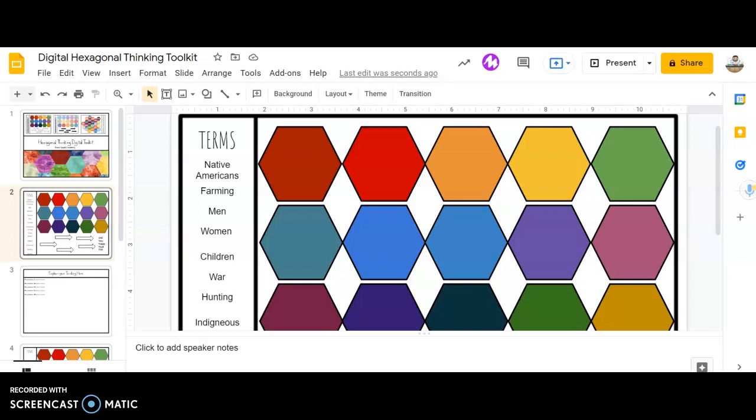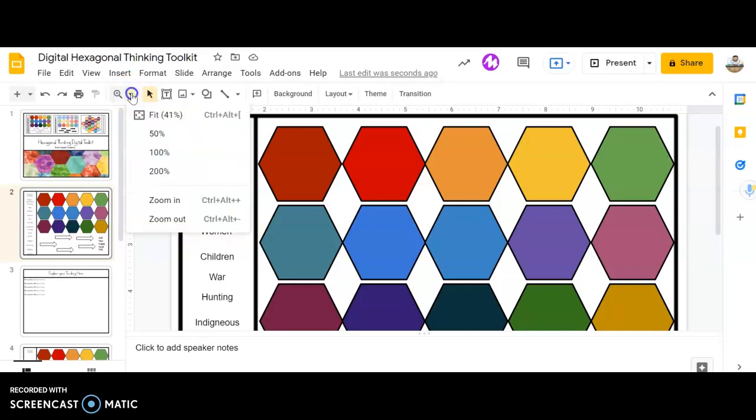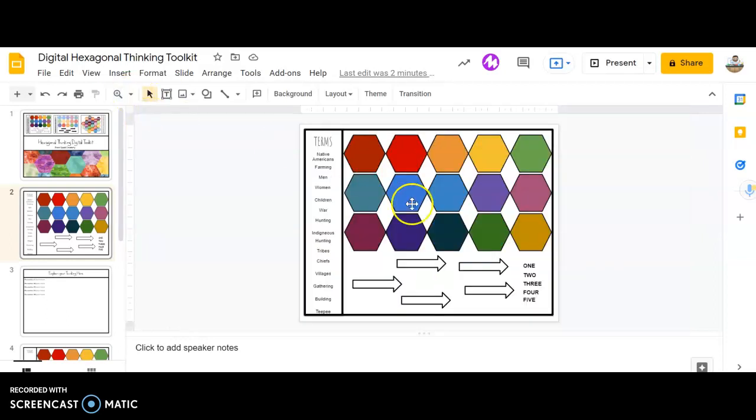All right, kiddos, I'm going to walk you through how to do the digital hexagonal thinking toolkit here. As you can see over here on the left-hand side, I have some terms from one of our past units. One thing I want to tell you: when you first see your page, it's going to look just like this. If you are able to work in this environment where the words and the pictures are a lot smaller, that's fine.